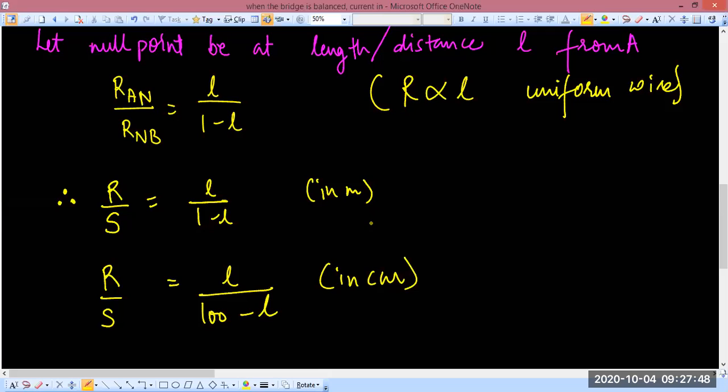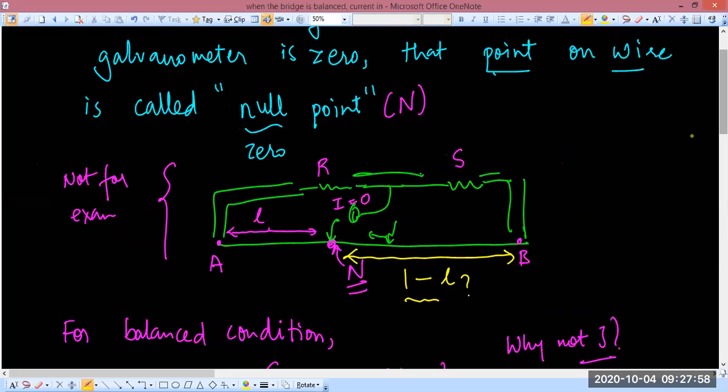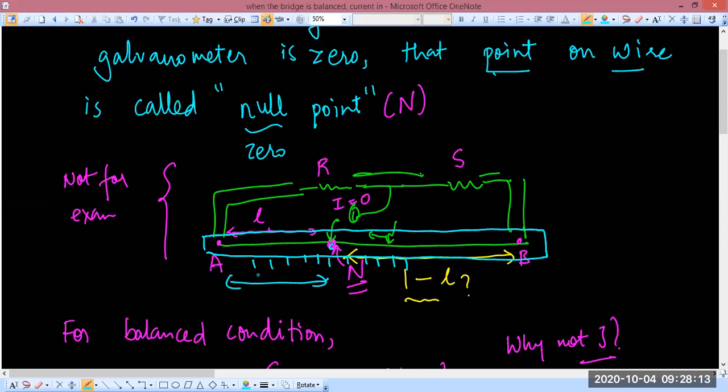So from this, if we know S, we can just measure the length. The value of L, do you know how it is measured? In the actual instrument, a scale is placed underneath the wire, behind it, so as you slide the jockey you keep reading the markings, and it's very simple, so you can easily measure the length.